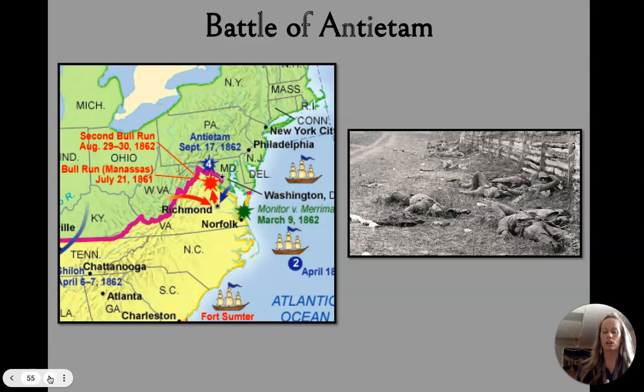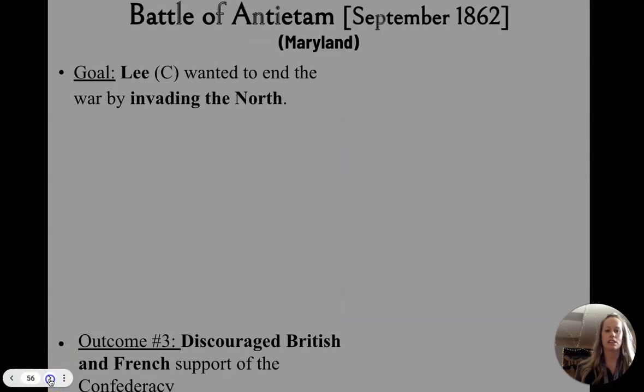So the first battle that we're going to learn, it's actually the 22nd battle in the Civil War, but it's an important battle, so we only look at the most important ones, is the Battle of Antietam. There are many reasons for Antietam. It's going to be taking place right in this area. So let's just dive into the information of it.